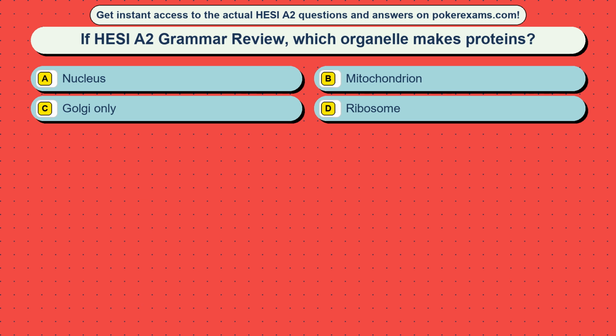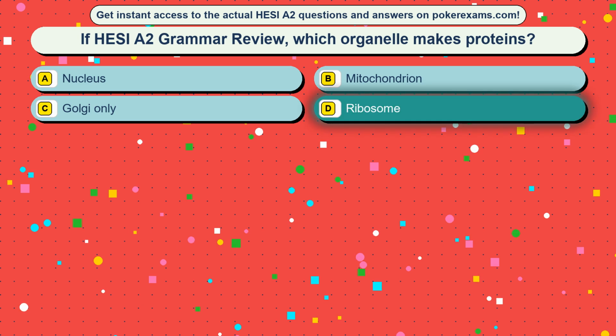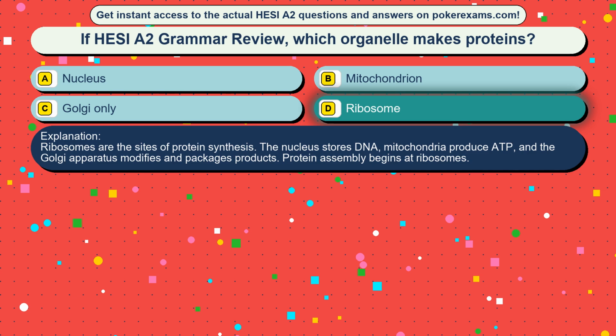Question 50. If HESI A2 Grammar Review, which organelle makes proteins? Option A, nucleus. Option B, mitochondrion. Option C, Golgi only. Option D, ribosome. The correct answer is option D, ribosome. Ribosomes are the sites of protein synthesis. The nucleus stores DNA, mitochondria produce ATP, and the Golgi apparatus modifies and packages products. Protein assembly begins at ribosomes.